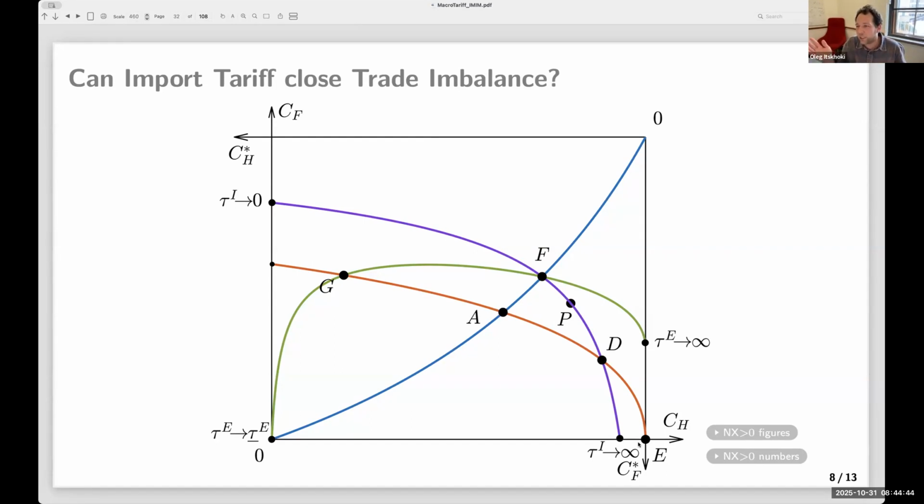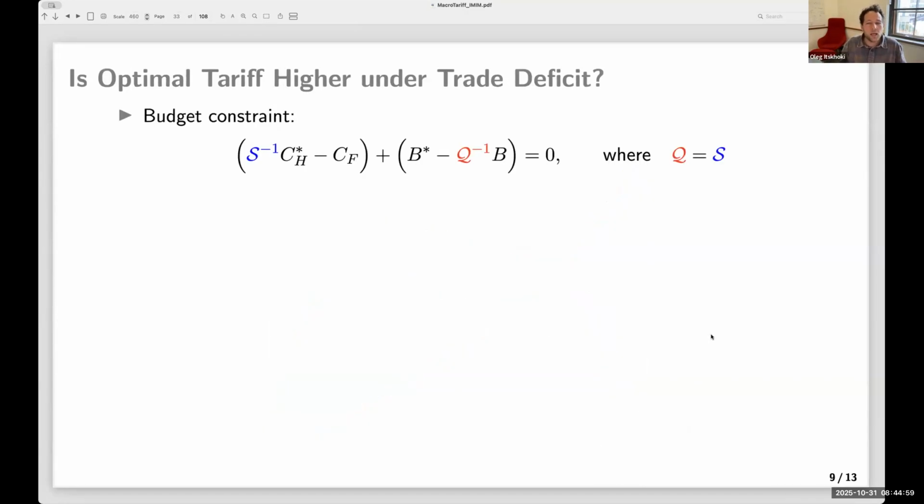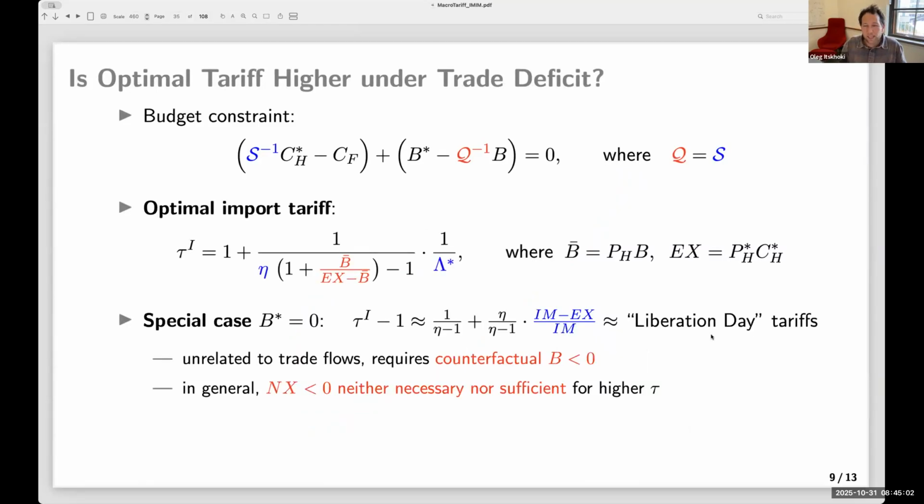You can only shut one side of the trade. You can only shut down either imports with an infinite import tariff, or exports with an infinite export tax. But you don't shut both of them. You need two instruments to shut trade altogether. Okay, fine. So what's the optimal tariff?